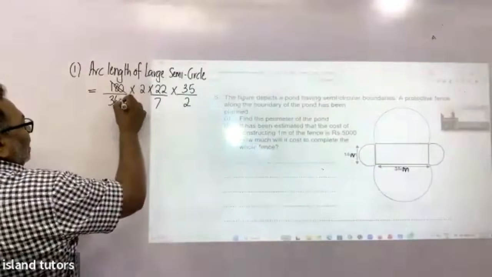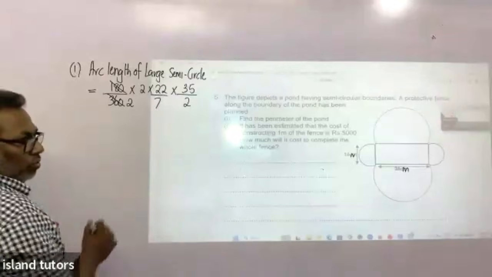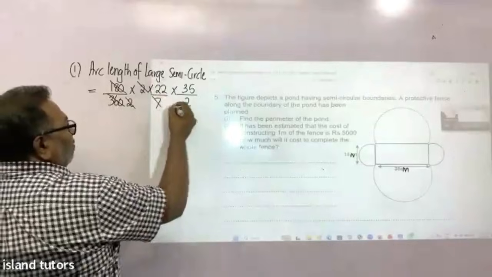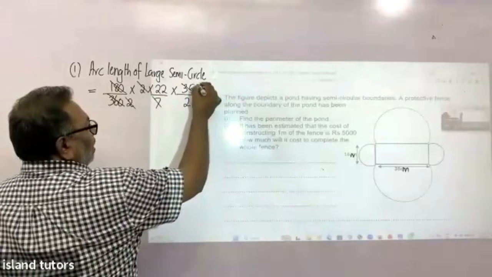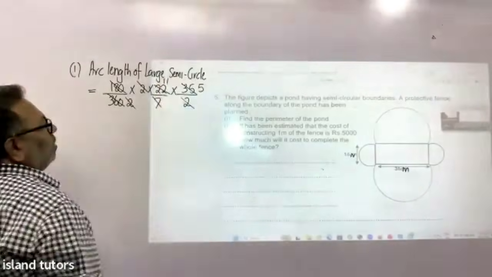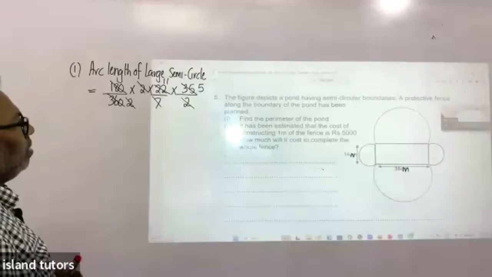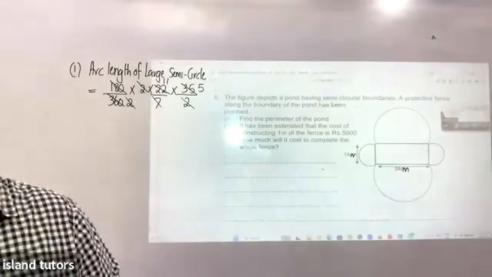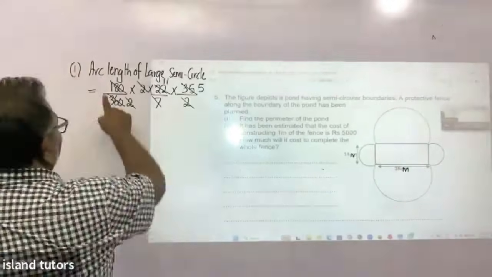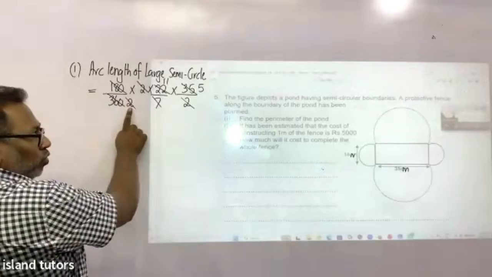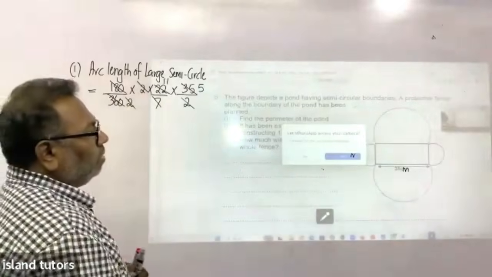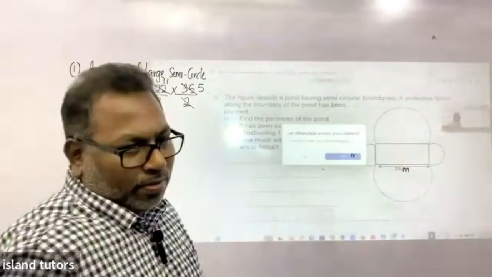So now 180 and 360, you get 2. This 2 and this 2 will cancel out. This 7 and 35 will simplify. You get 5. This 2 and 22 you will simplify. You get 11. So 11 into 5, you are getting how much? 180 and 360 simplified is 2. This 2 and this 2 will cancel out.